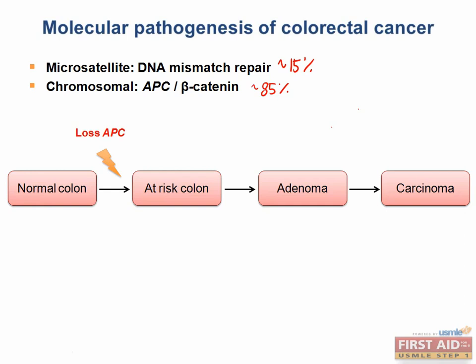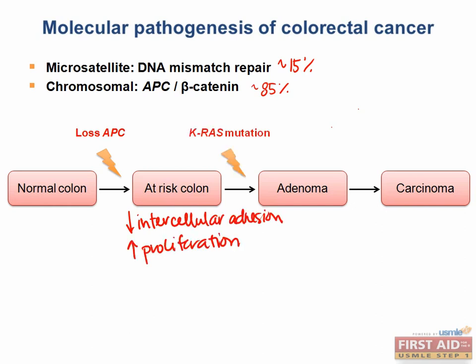Here we have the standard molecular progression. We start with a normal colon, and when the APC gene is mutated, the colon is now at risk. Loss of APC leads to decreased intercellular adhesion and increased proliferation. Then, if there's a mutation in KRAS, intracellular signal transduction becomes upregulated. This is the point where adenomas form and can be discovered by screening.